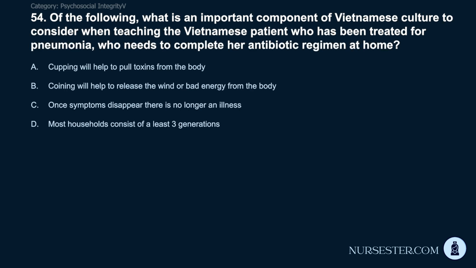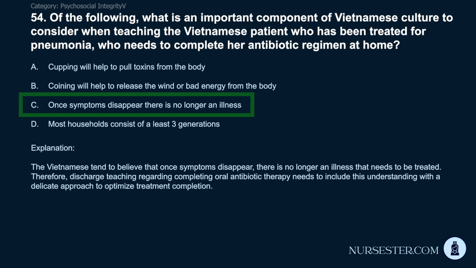54. Of the following, what is an important component of Vietnamese culture to consider when teaching the Vietnamese patient who has been treated for pneumonia, who needs to complete her antibiotic regimen at home? A. Cupping will help to pull toxins from the body. B. Coining will help to release the wind or bad energy from the body. C. Once symptoms disappear, there is no longer an illness. D. Most households consist of at least 3 generations. Correct answer: C. Once symptoms disappear, there is no longer an illness.